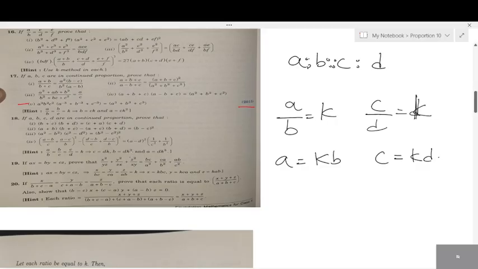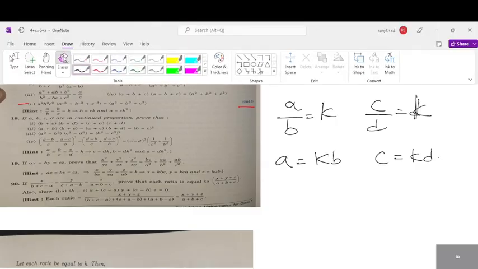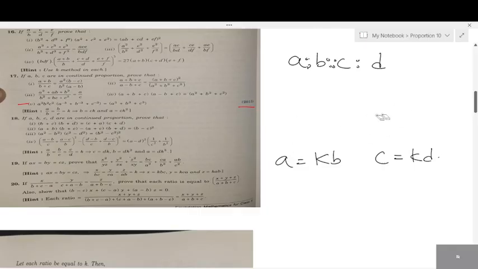A, B, C, D are in continued proportion. A, B, C, D. No, no, this is different, students. A, B, C, D, continued proportion. Fine. A, B, C, D are in continuous proportion.